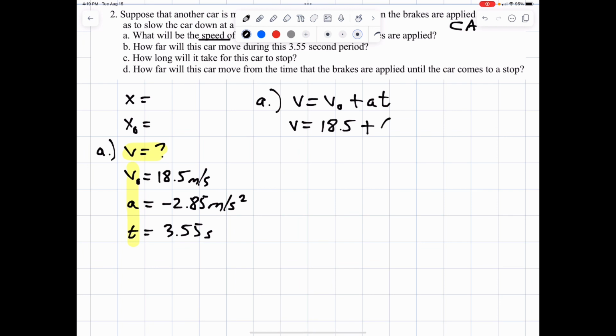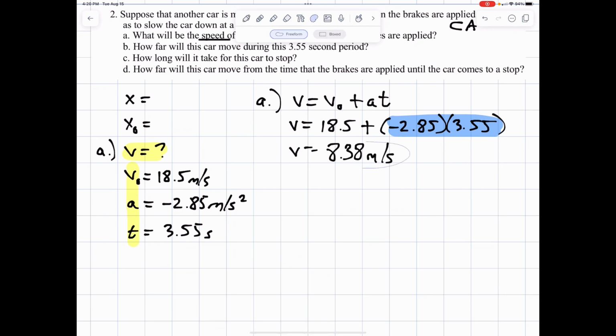We're going to go 18.5 plus negative 2.85 times 3.55. Now, it would be advised that you take care of this first and then go ahead and subtract it from 18.5. Now, it's going to end up being minus because plus a minus is a negative, so minus, and then open parentheses, 2.85 times 3.55. Okay, and that gives us about 8.38 meters per second squared. Okay, let me just copy this down real quick.